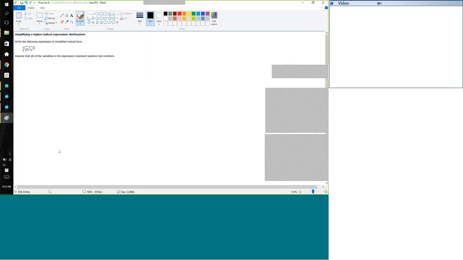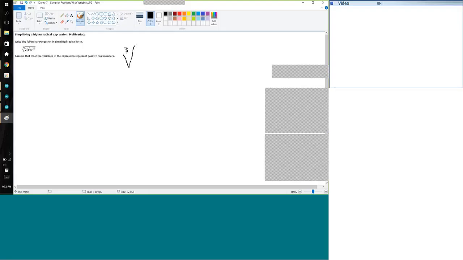So looks like we've still got one more here. Simplifying a higher radical expression, multivariate. Write the following expression in simplified radical form, which really means, hey, if there's some stuff that we can get out of here, let's get it out. Since we're looking for a cube root, we need to have stuff that's in there at least 3 times. And we're going to start off with the 27. To get that down to its smallest base would be 3, because 3 times 3 is 9, times 3 is 27. So that 27 can be rewritten.